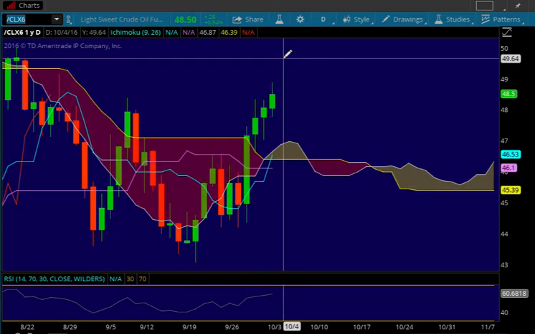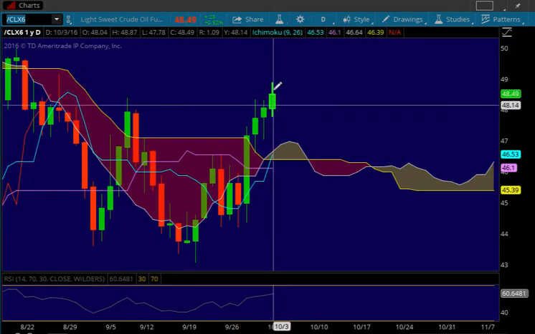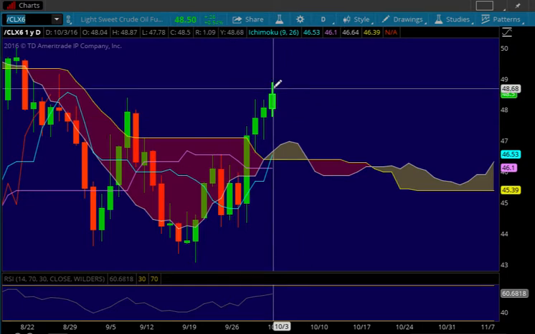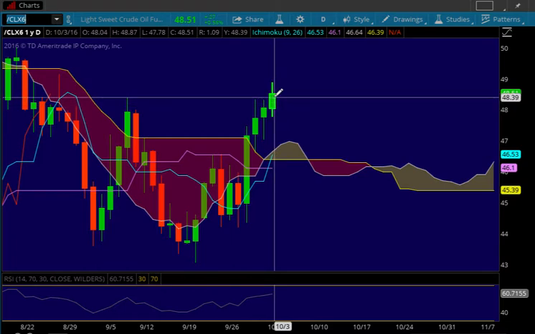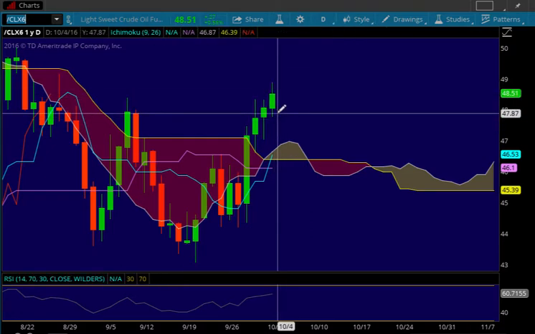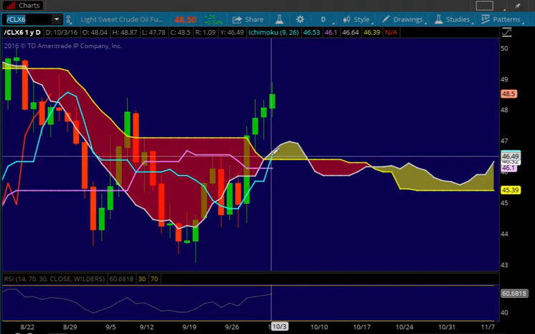As far as current price action, we see that we're putting in a higher high and a higher low. At the moment, we are putting in a bit of a topping tail. If we do get a pullback on this specific contract, we could find support at the top of the cloud at 46.64, and then also at the Tenkan-sen slightly below that at 46.53.